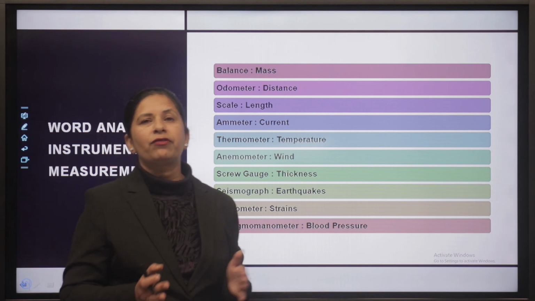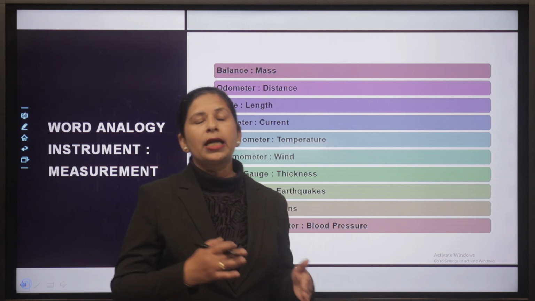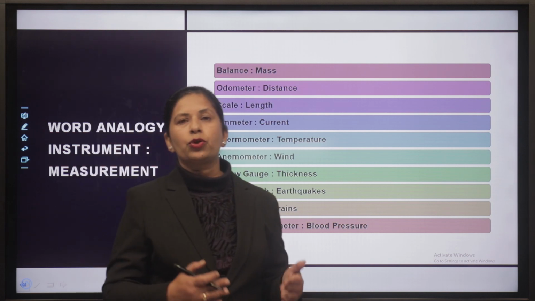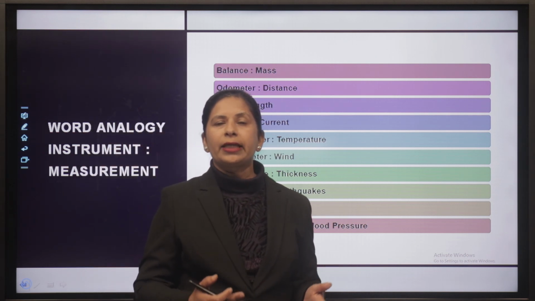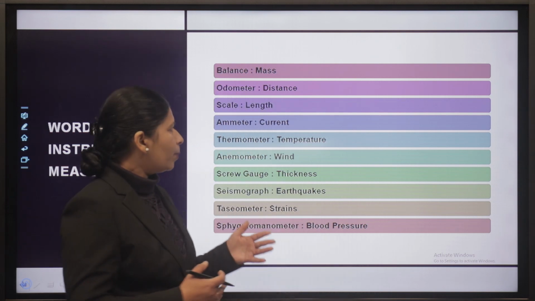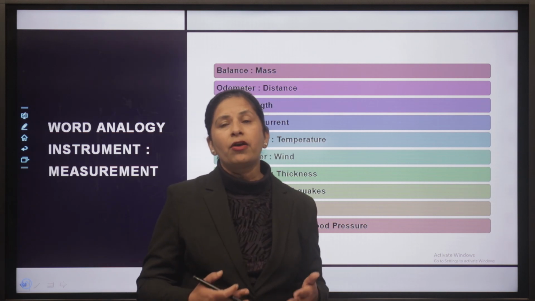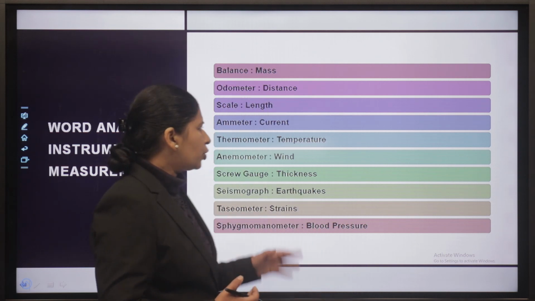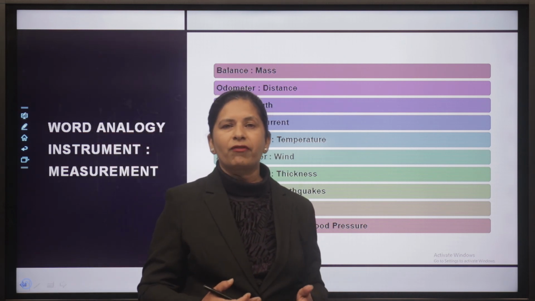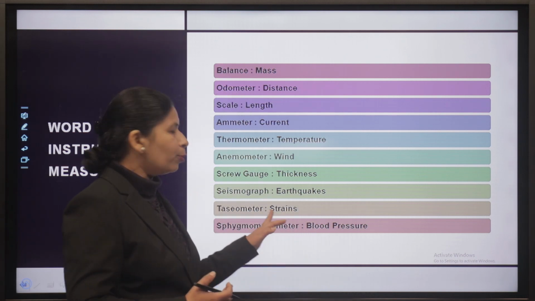To measure mass we use a balance, to measure distance we use an odometer, to measure length we use a scale, to measure current we use an ammeter. To measure temperature, we require a thermometer. Maybe it is digital or clinical. To measure wind, we require an anemometer. To measure earthquakes, we have a seismograph. To measure thickness, we have a screw gauge. To measure strain, we have a tessometer. To measure blood pressure, we have a sphygmomanometer.